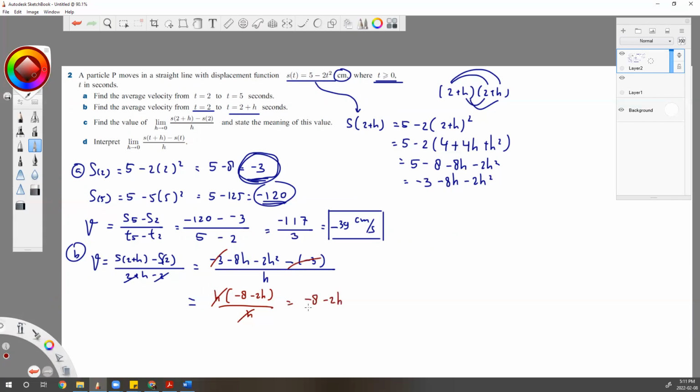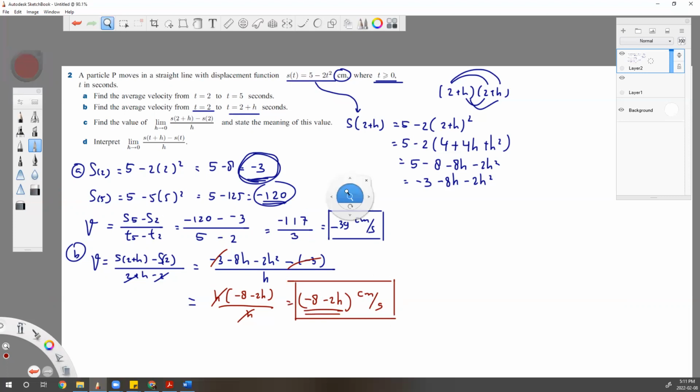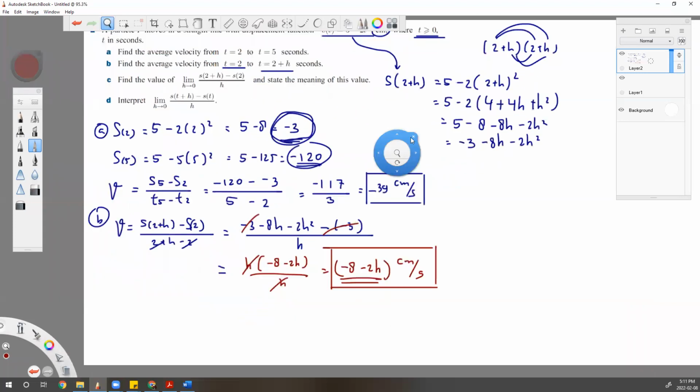Negative 8 minus 2H. There you go. Negative 8 minus 2H centimeter over second. That's your answer, in terms of H, of course. Why is it in terms of H? Because we don't have the value of H.